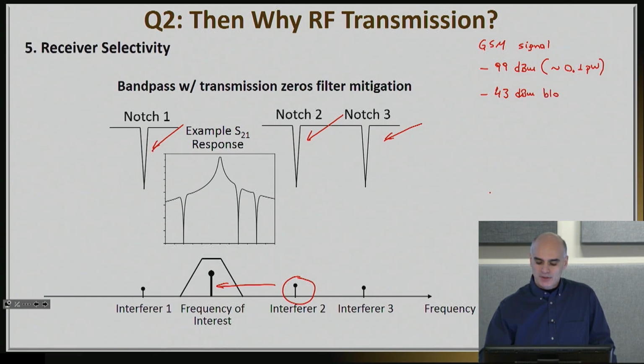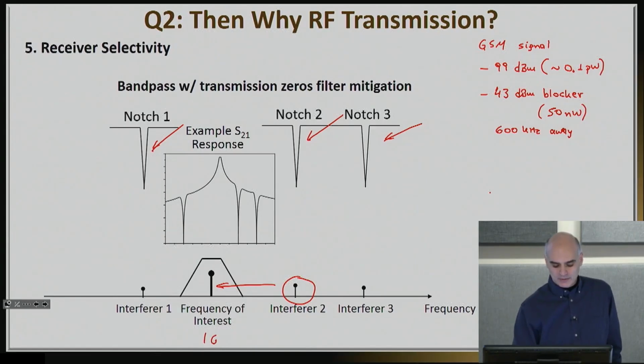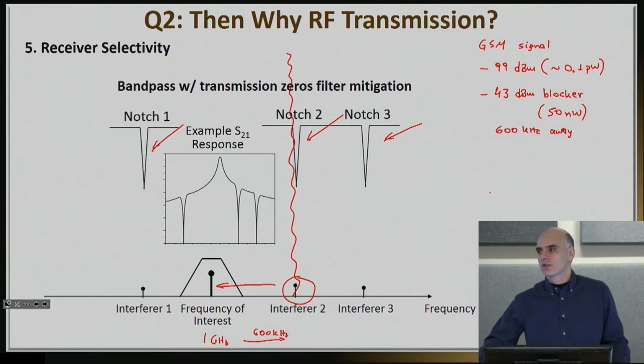So there is a blocker, meaning an interferer, at a strength of negative 43 dBm, which is approximately 50 nanowatts, significantly stronger than the signal of interest. And this is only 600 kilohertz away from the signal of interest. Imagine that this guy here is sitting at 1 gigahertz, for example. 600 kilohertz away, you have something that is many orders of magnitude stronger, and yet your receiver has to work.